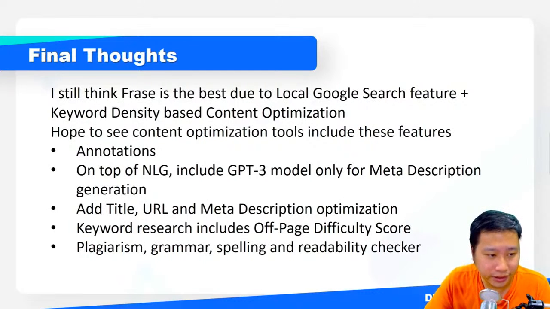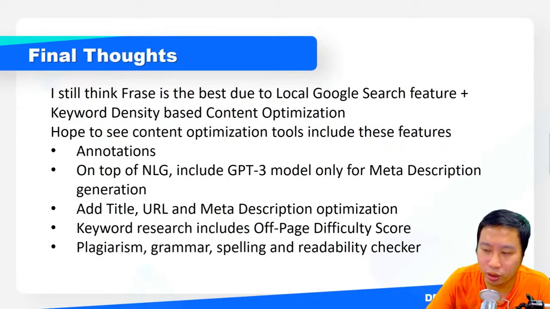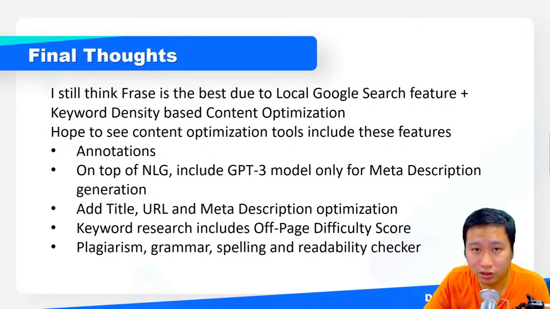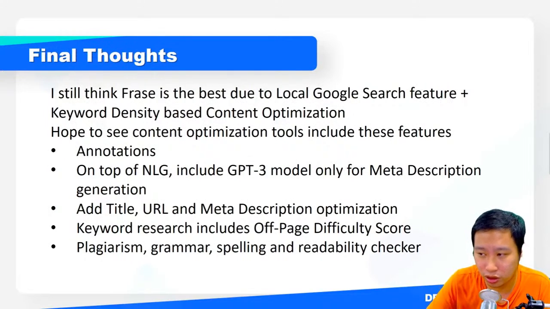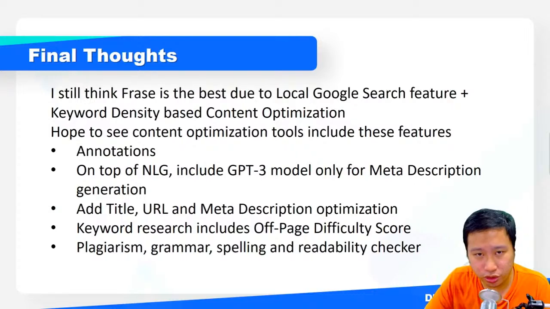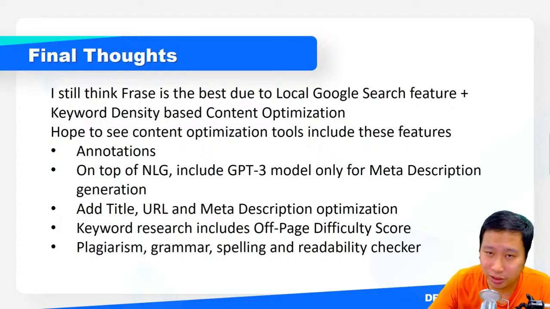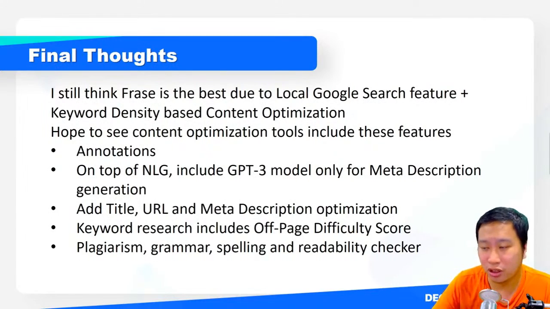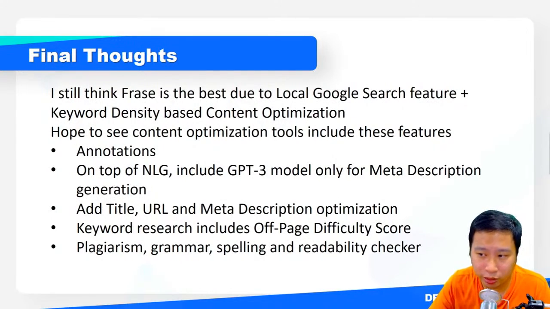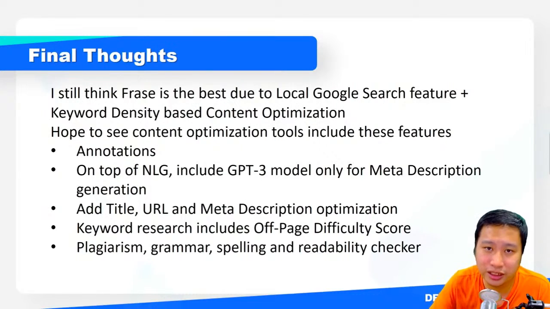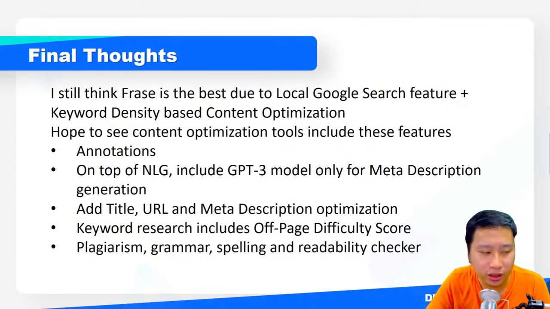But before I end off, I just want to say that I hope that as we move along, these content optimization tools mature. I hope to see annotation features, so that if I'm editing a writer's work on Phrase or Outranking or WriterZen in the future, if they have a team member feature, I would be able to edit and show those edits to my writer, so that they can learn what kind of content I'm looking for.